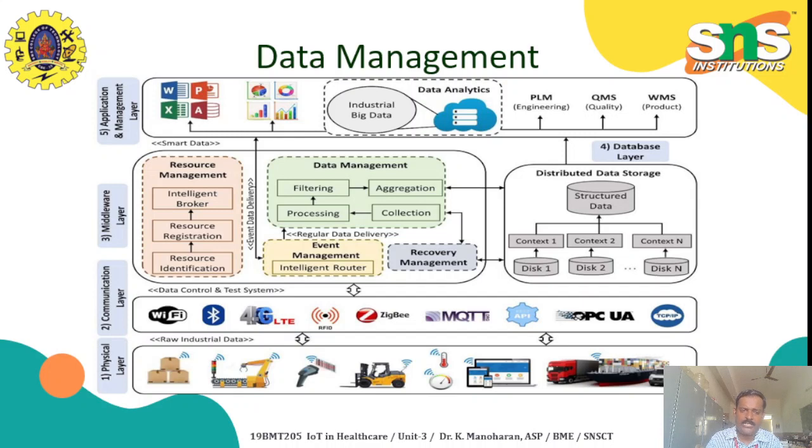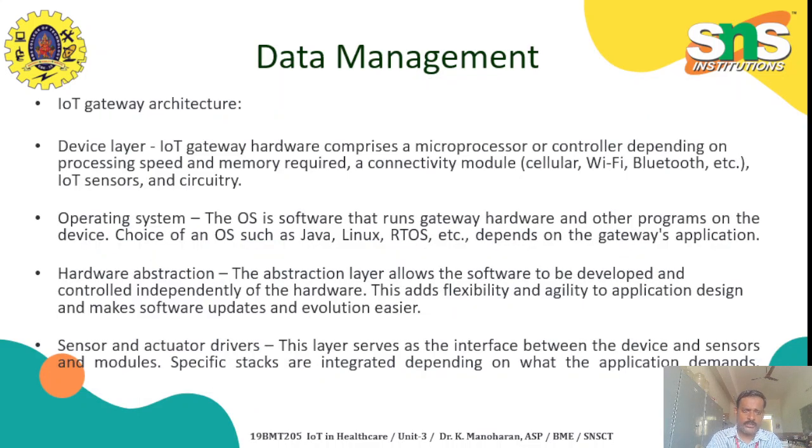So this data management is supported by the middleware layers. In the IoT gateway architecture, the first one is the device layer. IoT gateway hardware comprises a microcontroller or a controller. It depends on the application and the requirements of memory, speed, and connectivity modules like Wi-Fi, Bluetooth, or sensors. Then the operating system, which is the OS software that runs on the hardware. This is the system software, used to establish the communication. It could be an OS like Java, Linux, or RTOS. It depends upon the gateway applications.